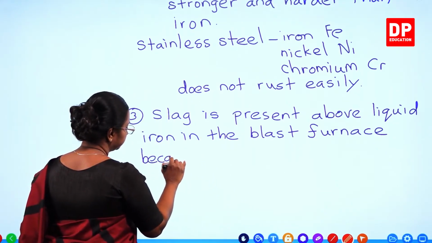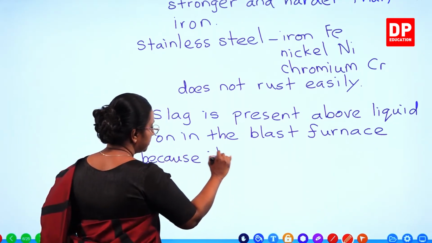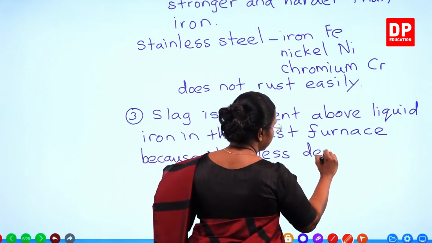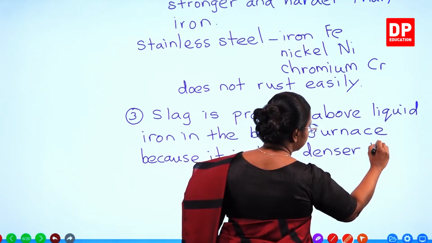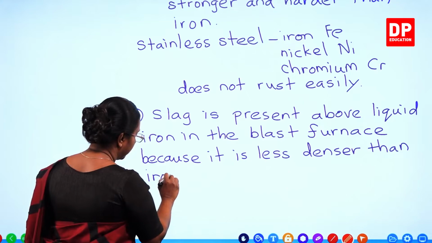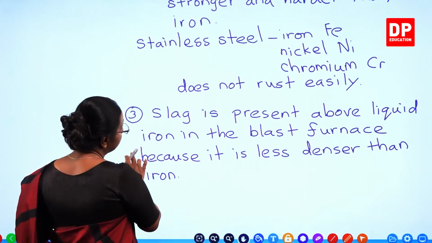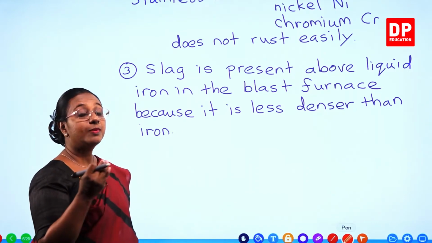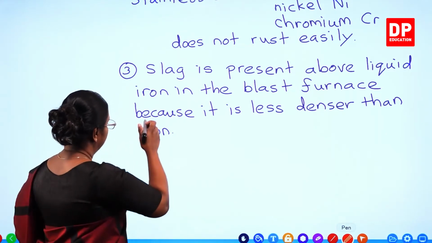Because it is less dense than iron. So that is why it is present above liquid iron. But what is the advantage?